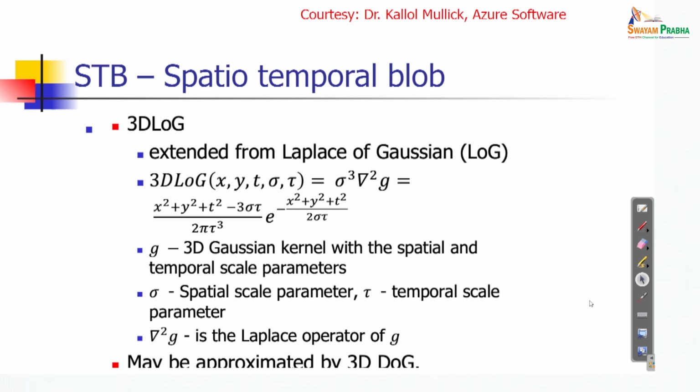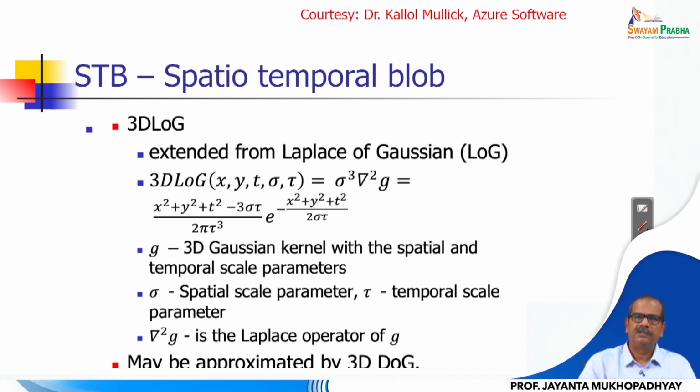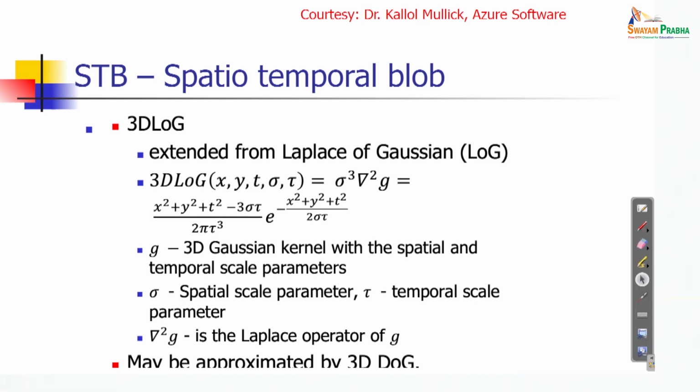So that was about the use of Harris, similar to Harris three-dimensional, Harris corner in 3D. There is another kind of method by which you can find out the spatio-temporal interest points, and we call them a spatio-temporal blob, by using the three-dimensional form of Laplacian of Gaussian.